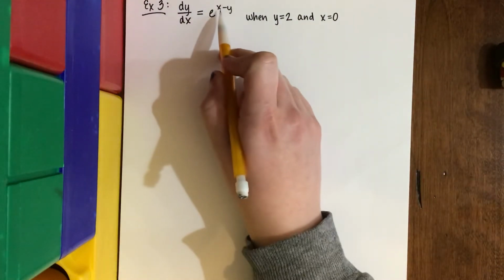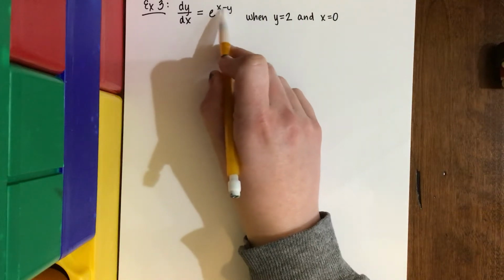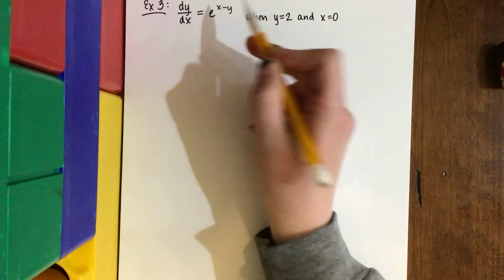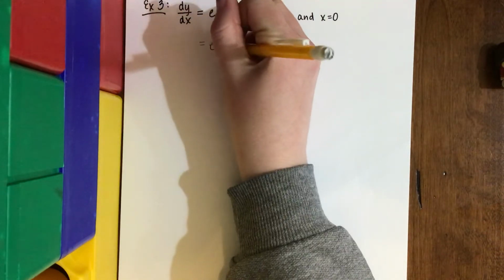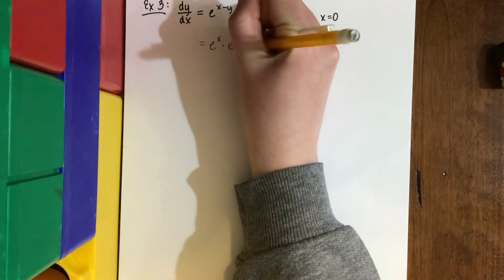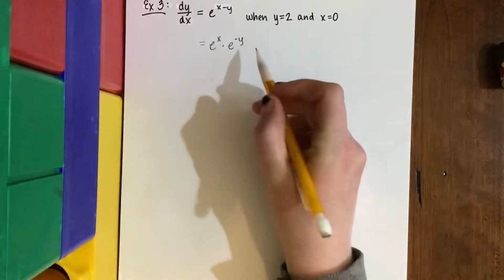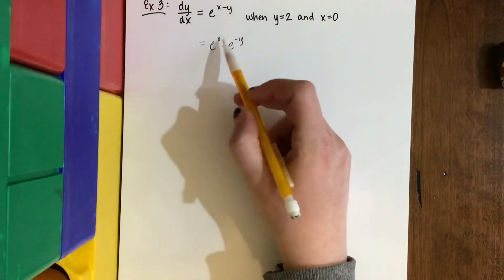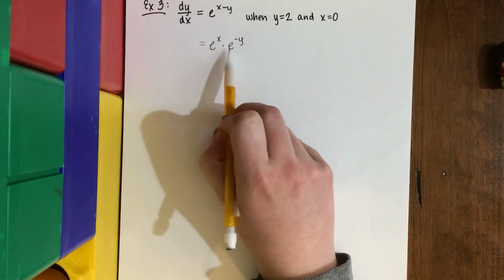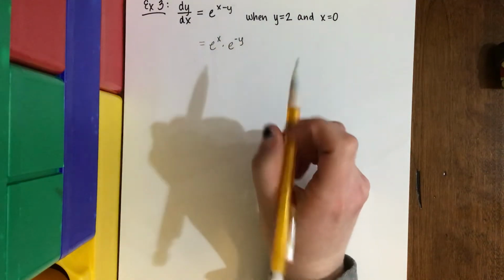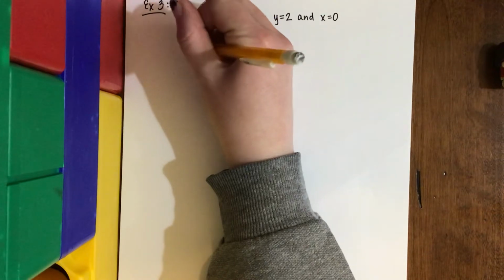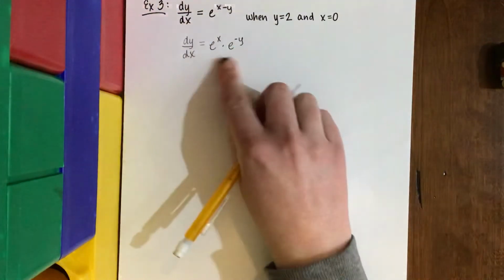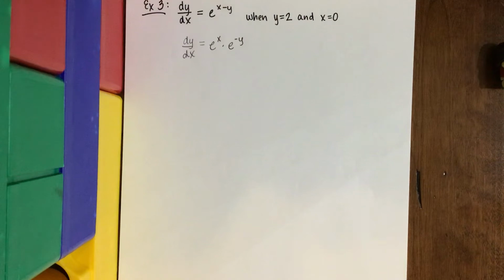But again, if I have the addition in the exponent, I can rewrite this as e to the x times e to the negative y. Because remember, if I was going to simplify this and they have the same base, I would add my exponents, which would put me right back there. So now I have dy dx equals e to the x times e to the negative y.